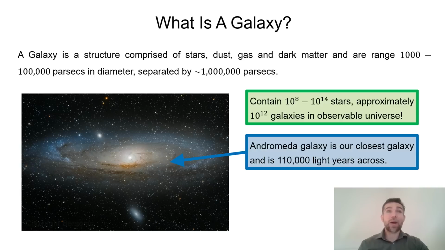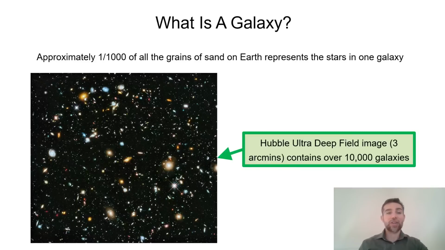And now if you think that there's about 10 to the 12 galaxies in the known observable universe, you can start to get an idea of just how many stars there are that we know about. They're just the ones that are in our observable universe, not the ones that we can't see. And again, just to give you an idea, approximately 1/1000th of all the grains of sand on Earth represents the stars in one galaxy. So that gives you an idea of just how many stars there are in one galaxy.